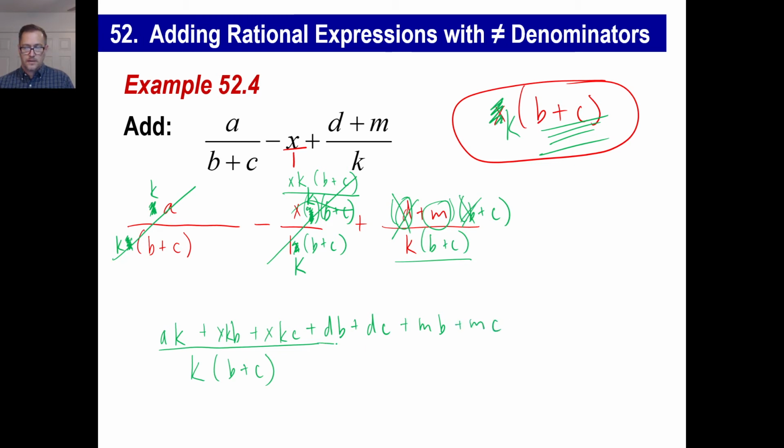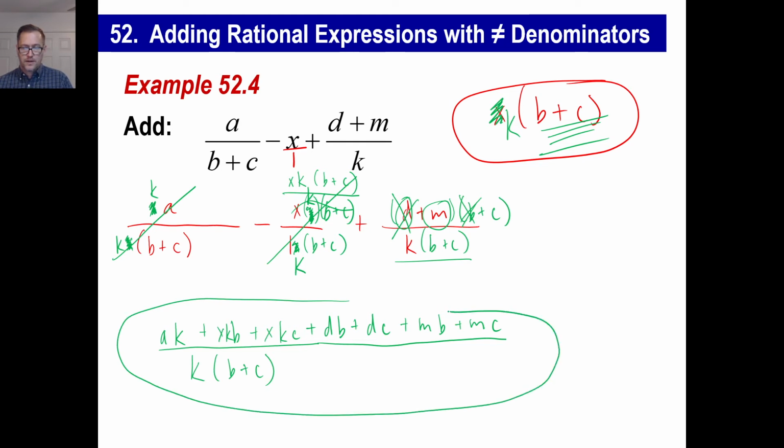Gosh, that's a lot of terms for a numerator. But anyway, that's considered a simplified fraction. Maybe it didn't look so simple, but at least it's just one fraction instead of 3. So there we go.